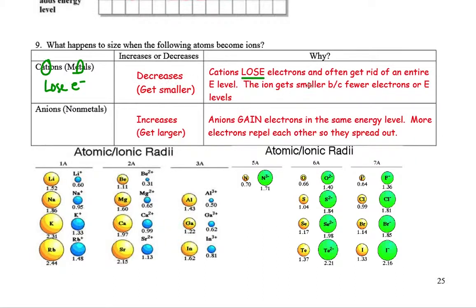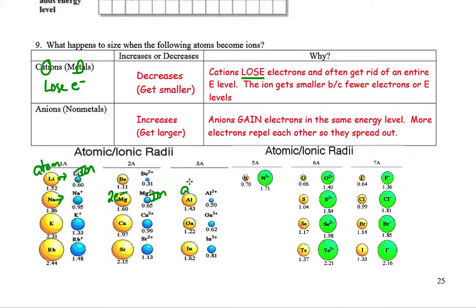So cations lose electrons. So if we have a lithium atom, here's our atom, it gives away 1 electron. And when it gives away an electron, it's now smaller. So the ion is smaller. Here's sodium giving away an electron. Now it becomes smaller. Here's magnesium. Magnesium gives away 2 electrons, and it becomes a really small ion.